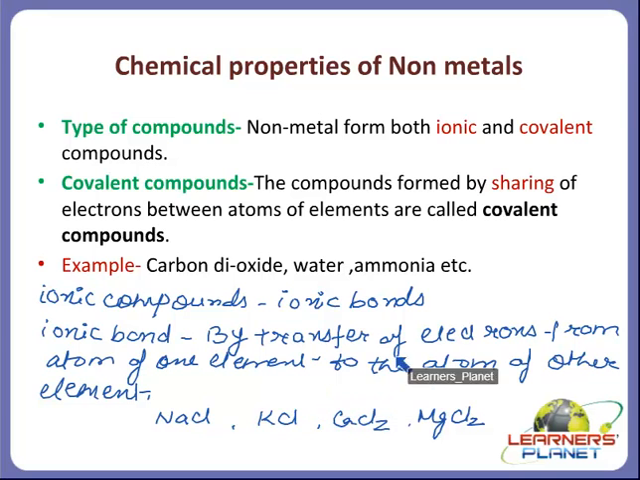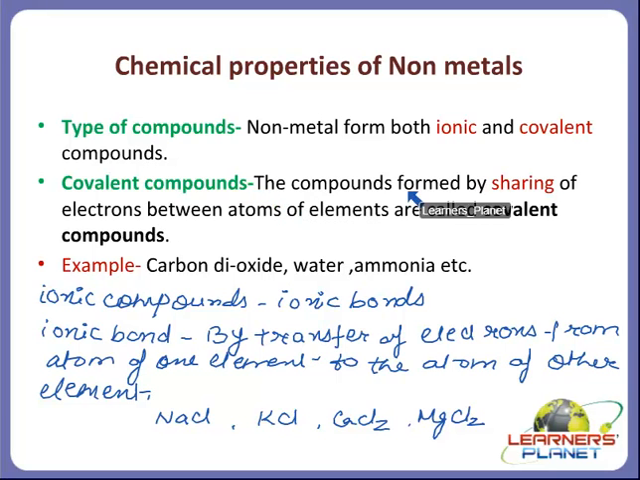Now coming to non-metals, what type of compounds are they forming? They can form both ionic compounds as well as covalent compounds. Now, I would first like to tell you what covalent compounds are. These are the compounds which have covalent bonds between their atoms. Now, what do you mean by a covalent bond?